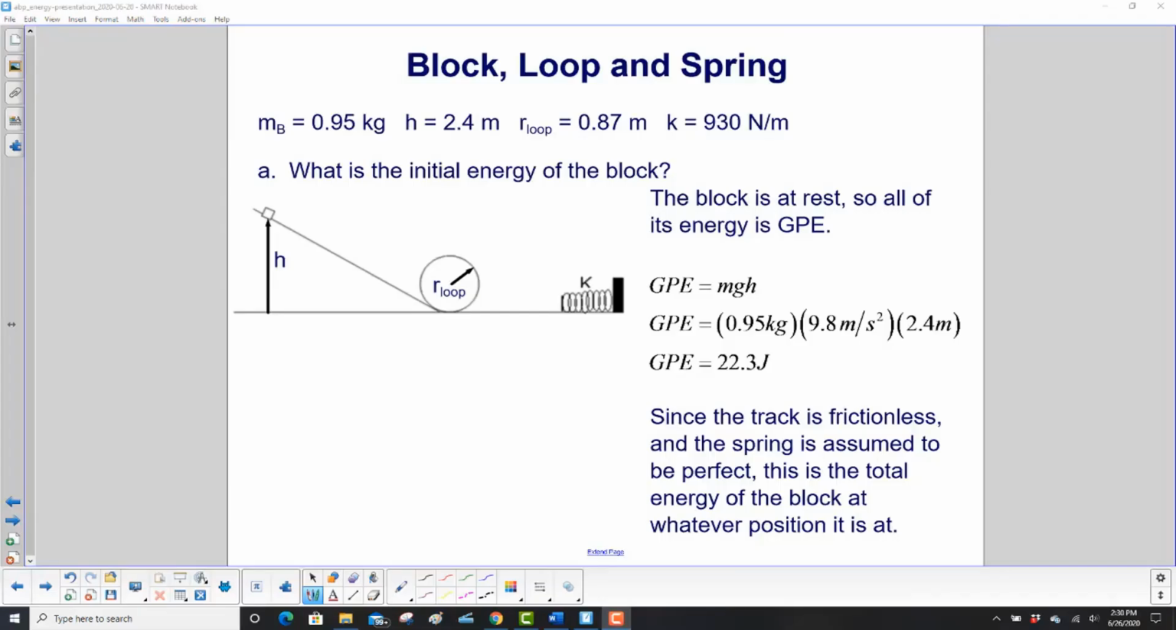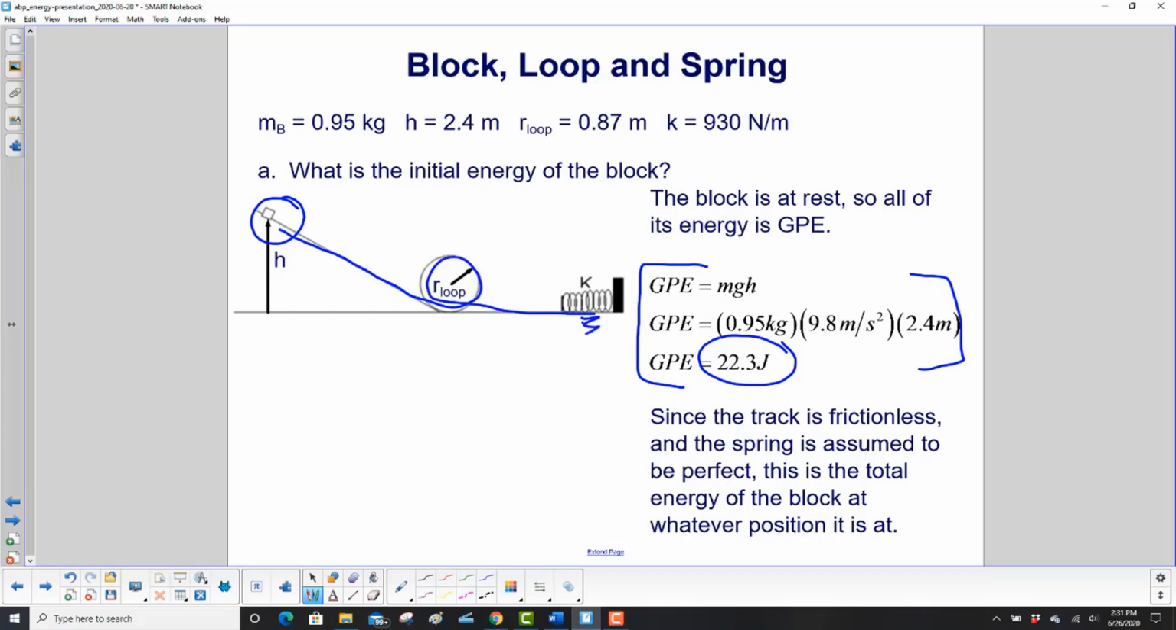What is the initial energy of the block? The block in the beginning, when it's at height h on the incline, is at rest, so all of its energy is GPE. We have our equation for GPE, it's just mgh. Put in the values, and we get 22.3 joules. Now, since this entire track is frictionless, and the spring is assumed to be a perfect spring, the total energy at any single point in this little adventure is the same.